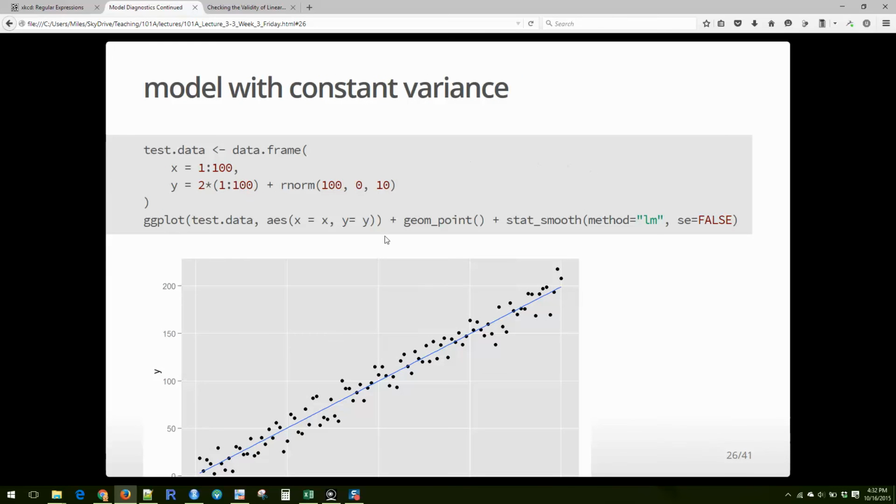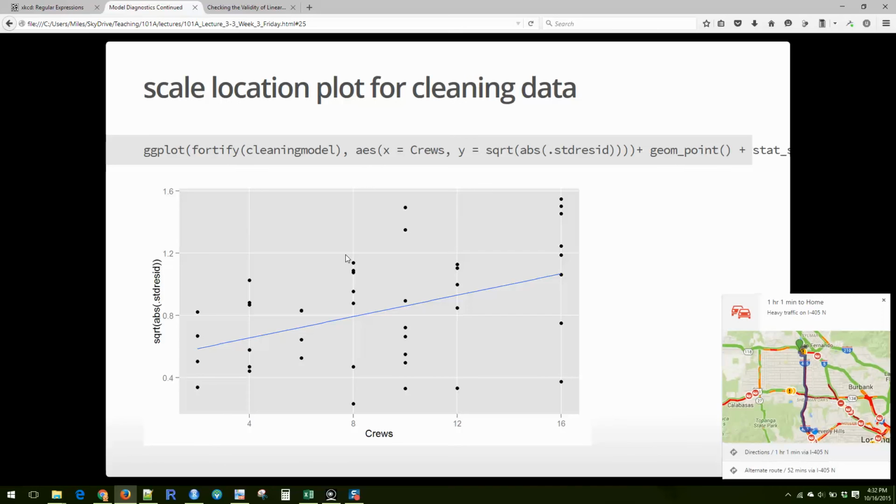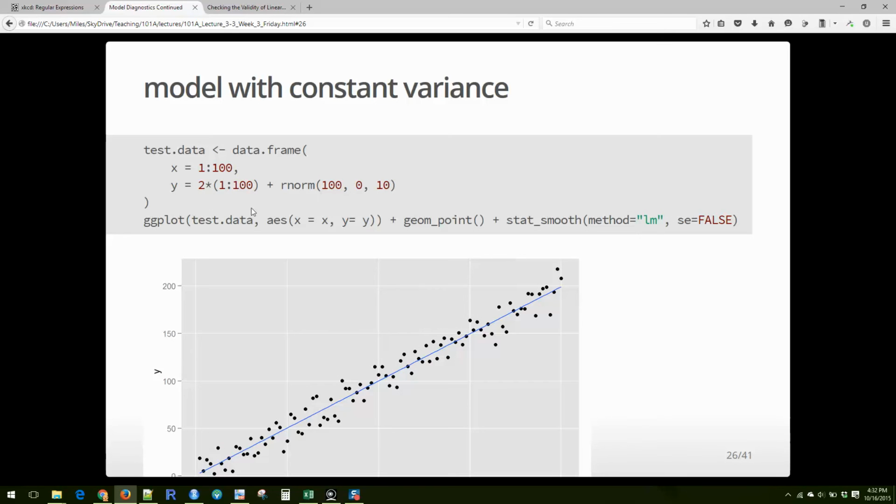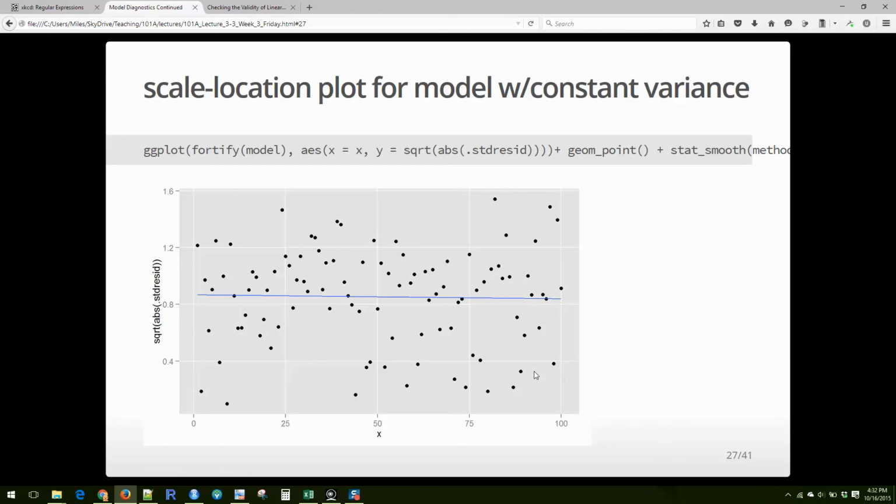Here's just to contrast what a scale location plot looks like for a model with constant variance. I don't know why these pop-ups are showing up. Here I'm making up some fake data where y is just double x plus some random normal error. So this model has constant variance, and I think it's very clear that the scale location plot for the model with constant variance is flat. This is what the scale location plot looks like.